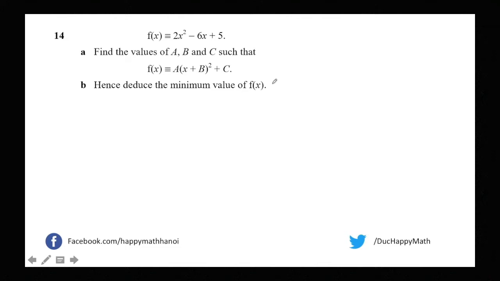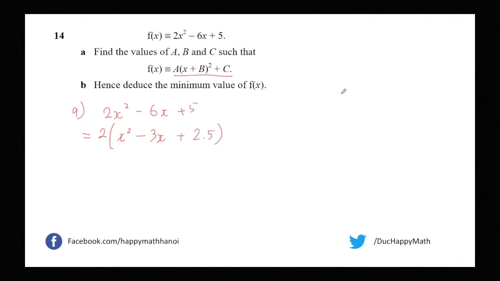Find the value of a, b, c such that, okay, this form is a kind of quadratic equation. So first, I have to complete the square. This equation means I have to take the 2 outside. You can watch again my completing the square video. I have a lot of exercises to help you understand more about completing the square.